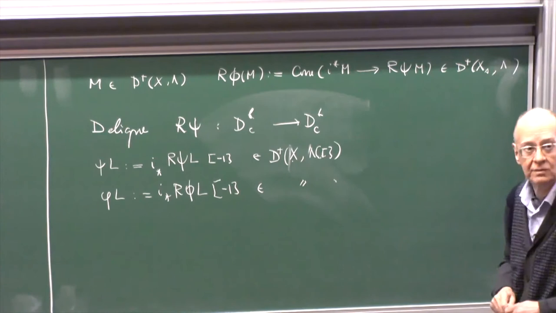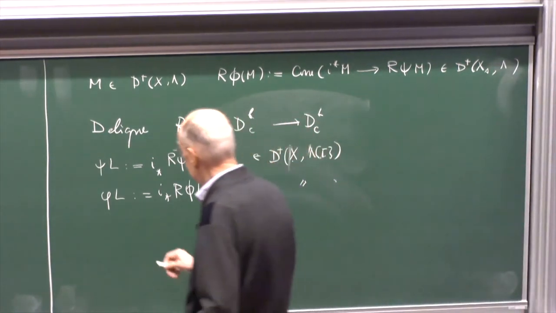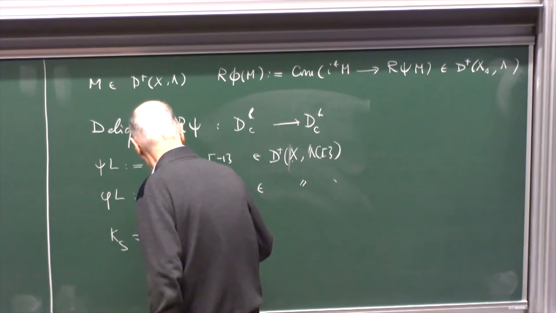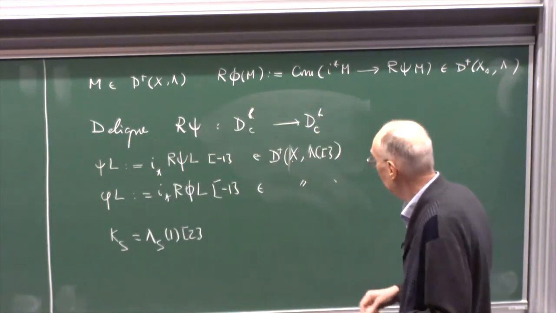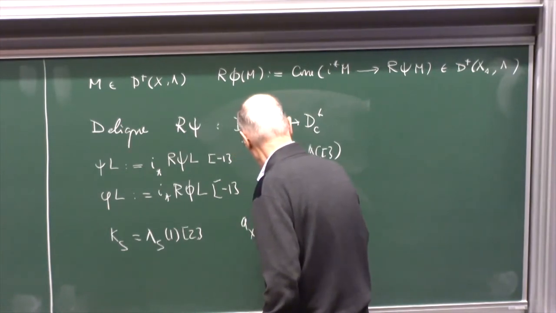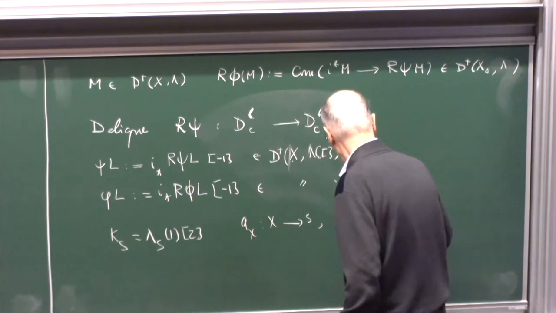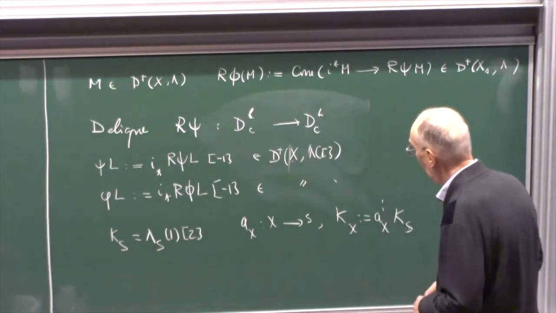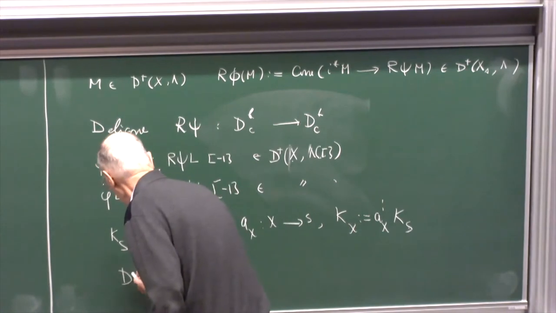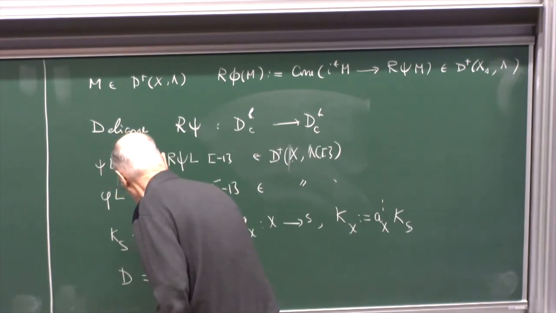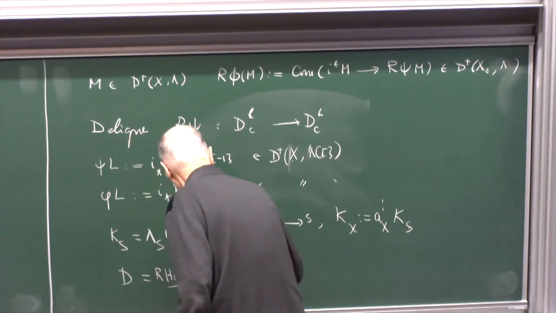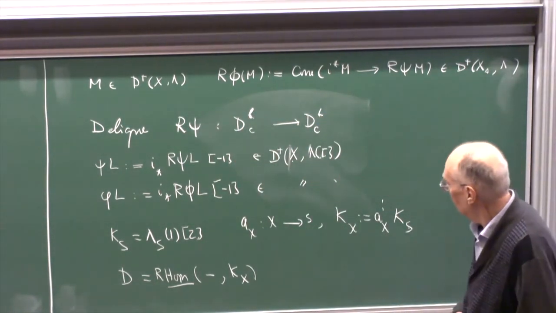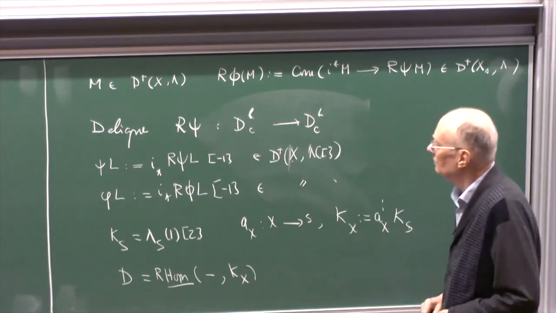To discuss duality I need a dualizing complex. I define K_S to be Lambda_S of one of two. I could take Lambda_S, but this is more convenient. And if a_X is the map from X to S, I put K_X as a_X upper shriek of K_S. And I will use the dualizing functor D, R Hom underline in the D in K_X. And if I have a complex over X_eta, I still take the R Hom with values in K_X restricted to X_eta.